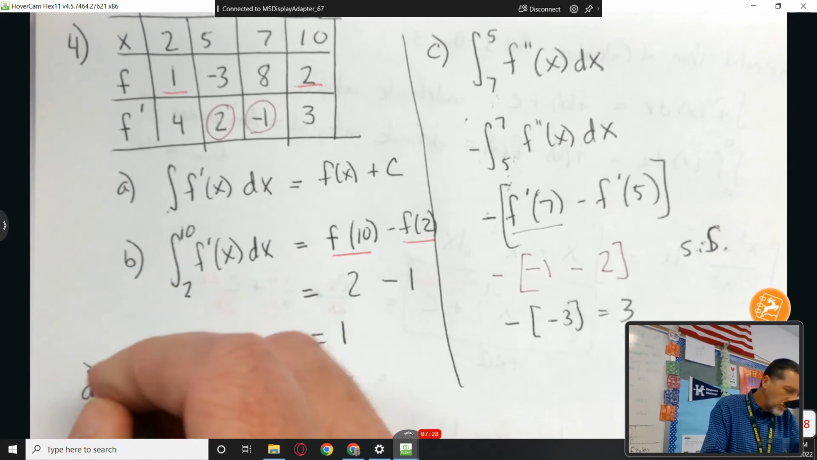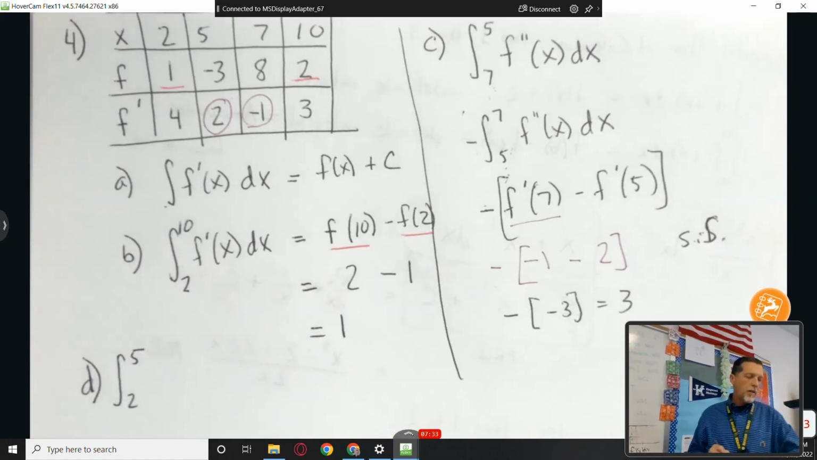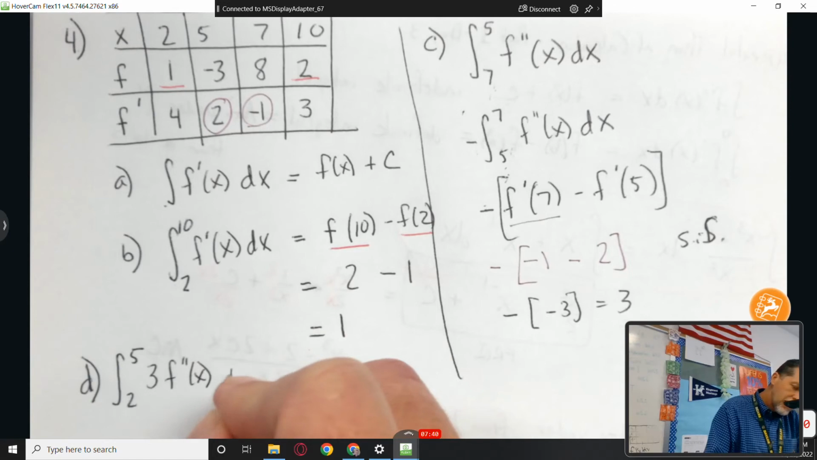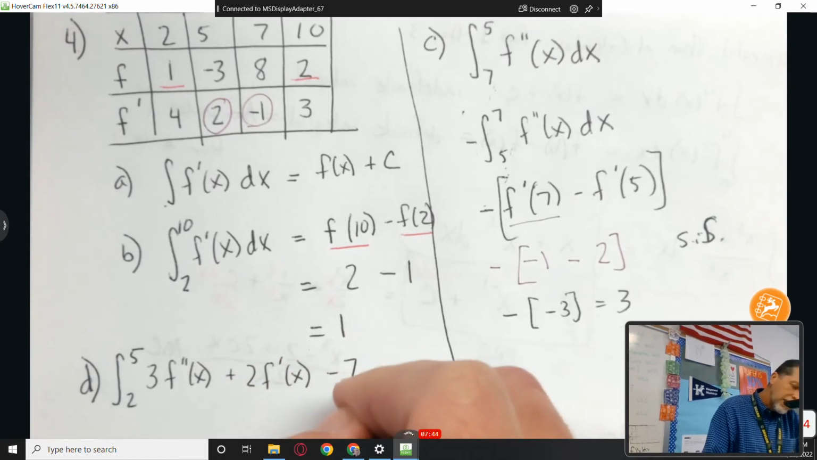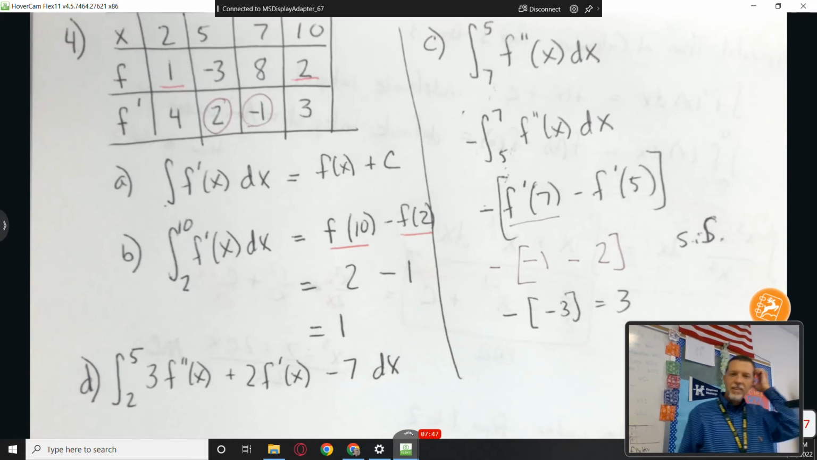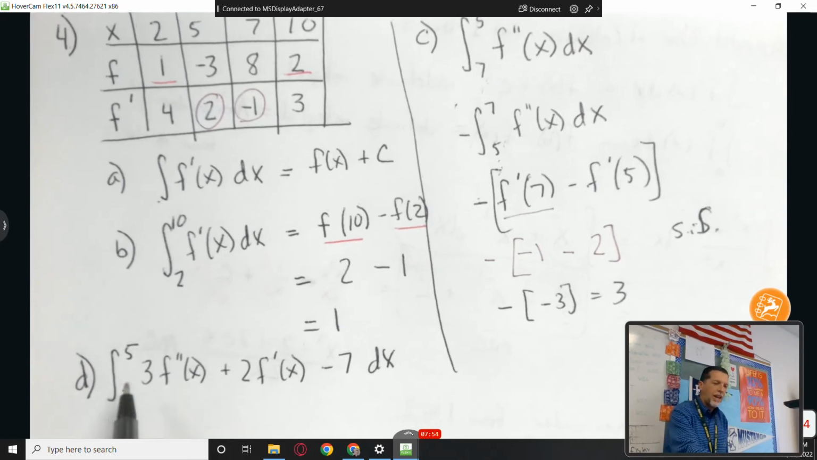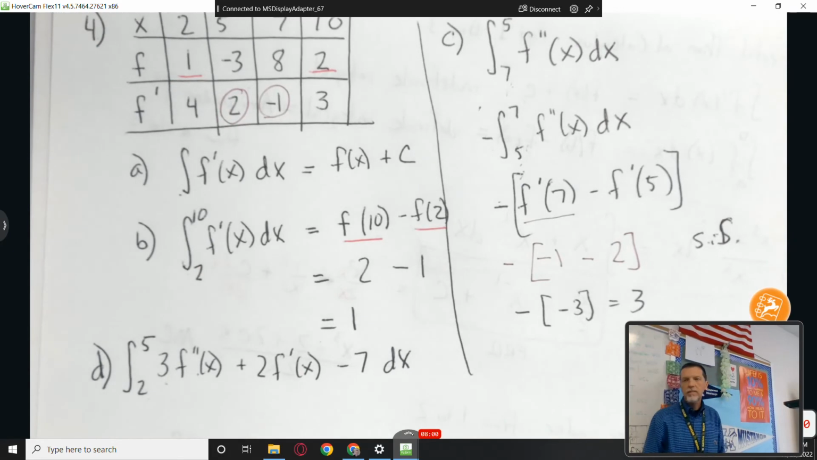Let's go a little bit crazy with one here. Let's go from 2 to 5 of 3f double prime of x plus 2f prime of x minus 7 dx. So the antiderivative from 2 to 5 of 3f double prime plus 2f prime minus 7 dx.